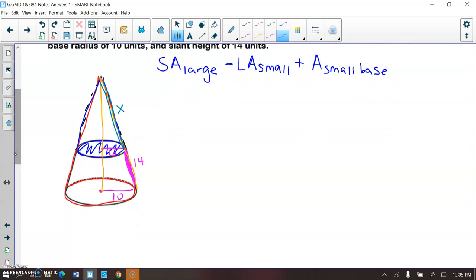And we're dealing with similar triangles here. These are both right triangles. They both share the same angle up on top. So by AA, these are similar triangles, so we can set up a similar triangle ratio. So if I do x, the slant height of the small cone, over x plus 14, which is the slant height of the large cone, that would be equal to the small cone's radius over the large cone's radius.